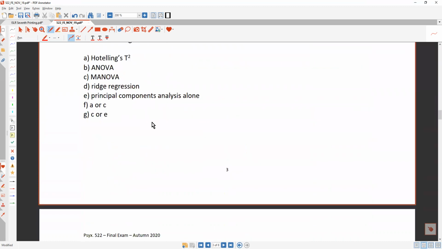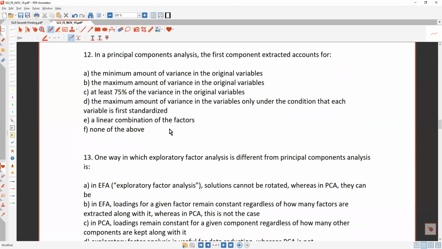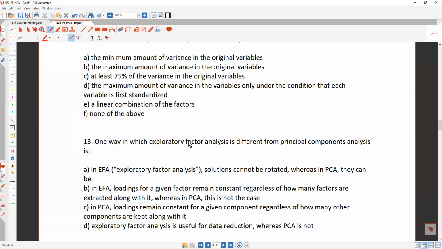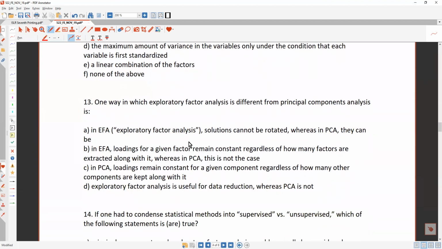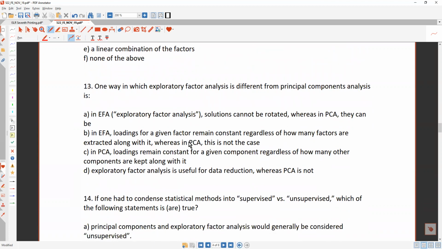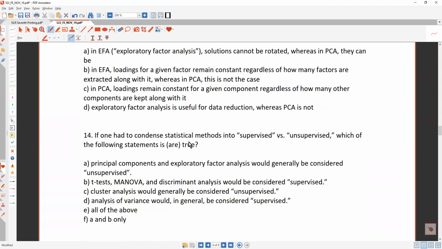MANOVA, ANOVA, and then we get into principal components, factor analysis. Make sure you read the questions very, very carefully. Remember, in these multiple choice, there could be some slight distinctions you have to make. So feel free to take your time to look at it and maybe narrow it down to 2 or 3 choices and then try to split hairs between the choices.